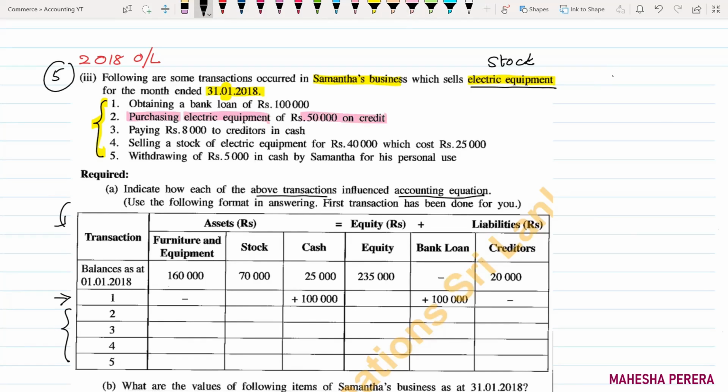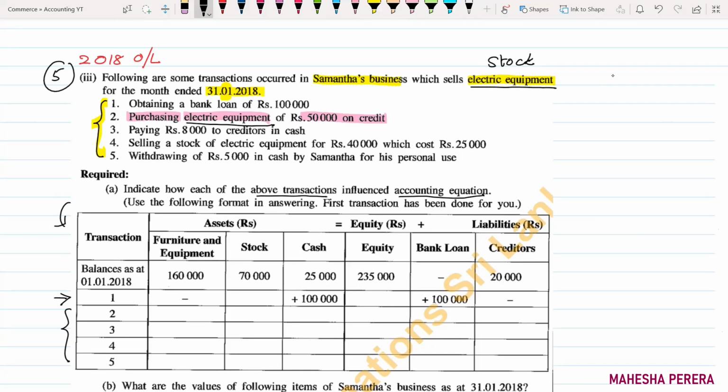The next transaction is purchasing electric equipment of 50,000 rupees on credit. In short, you can call it a credit purchase. We know that electric equipment is the stock of this business, so this is merely purchasing stock on a credit basis, right? So how do you record this transaction? What are the impacts of this transaction?